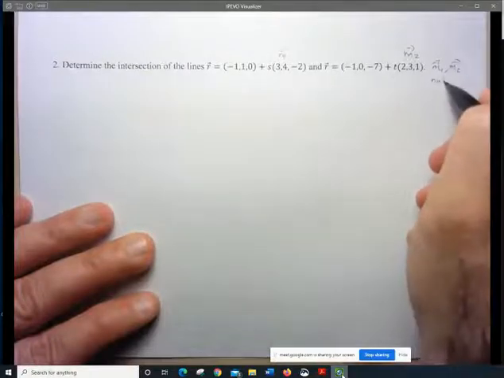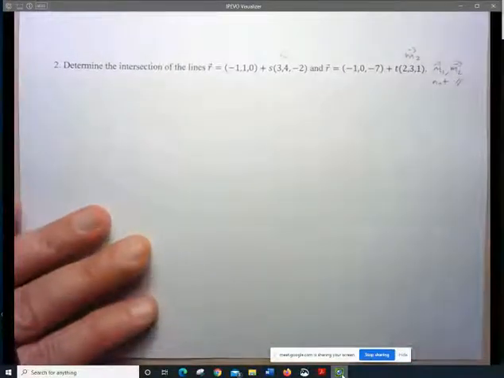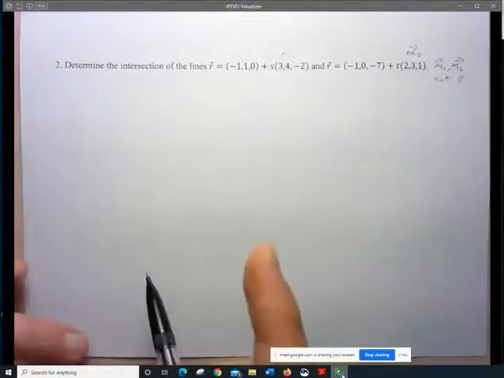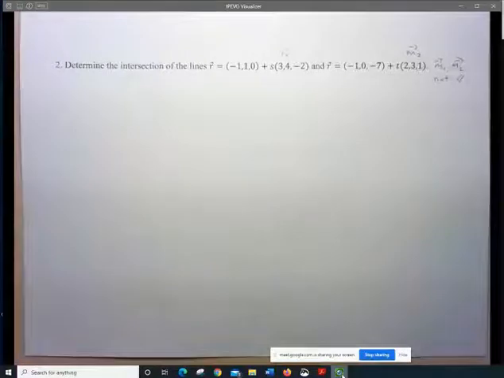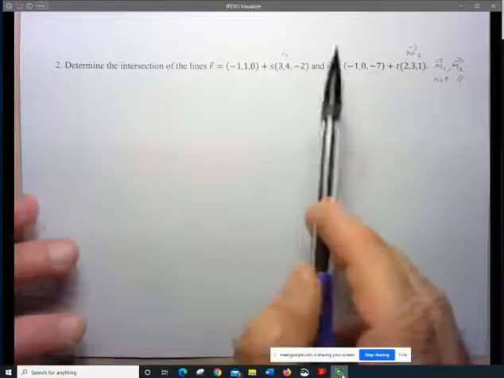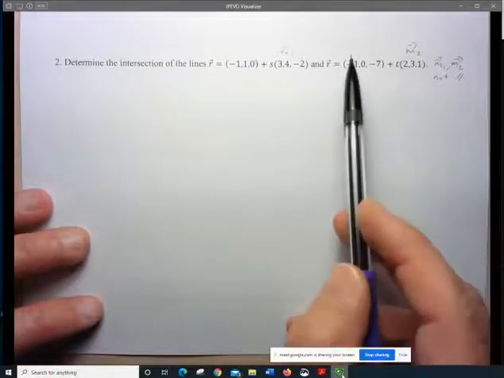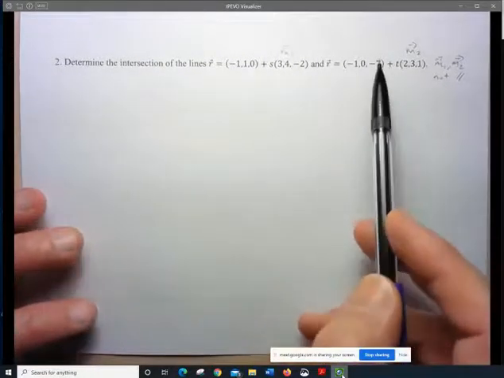okay, are not parallel. So right away, I know before I even start that either I have one point of intersection or there's skew lines with no points of intersection. That's nice. Would I have gone through this rigmarole if it was going to take me a long time to determine whether they were parallel? Probably not. Okay.